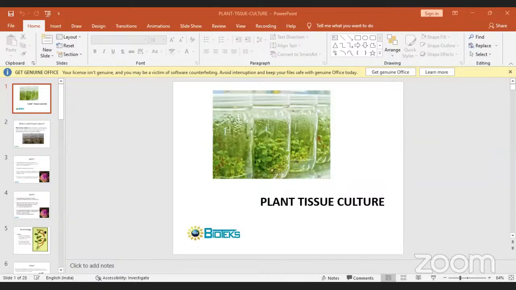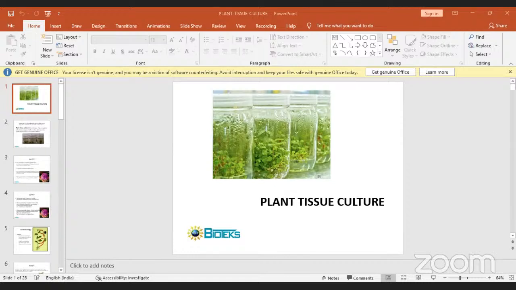It is the meristem culture. Next, root culture. So these are the root culture, regeneration of plants from the root exploring the liquid medium. Next is anther culture. These are the production of haploid plants using the anther tissue.